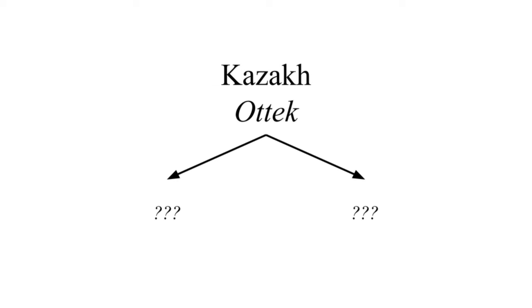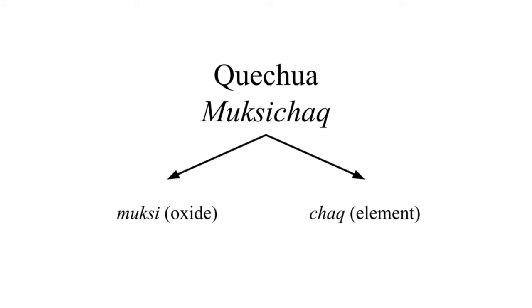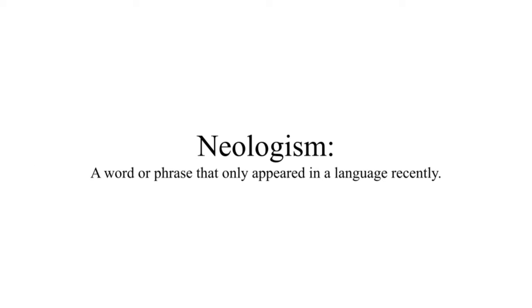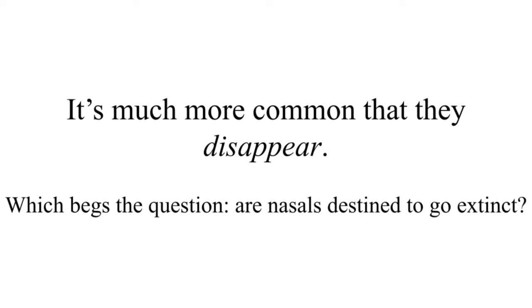The Kazakh word for oxygen is otek or otegi. I couldn't find an etymology for this, but it's not impossible to imagine oxygen somehow making its way to otegin and otek. Quechua also uses muksichak. The chak is the same ending used in carbon, nitrogen, and hydrogen, but all I could find for muksi is a neologism which means oxide. Again, not impossible to imagine oxy becoming muksi, but very unlikely, especially considering nasals hardly ever appear spontaneously, especially in an onset position.